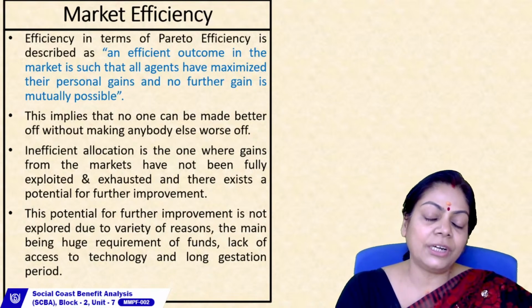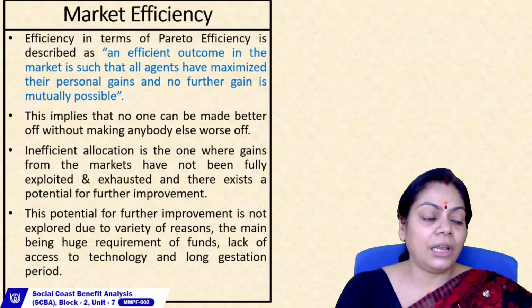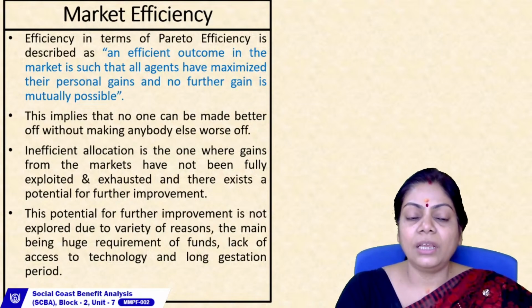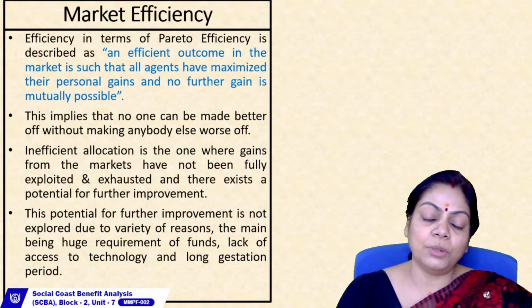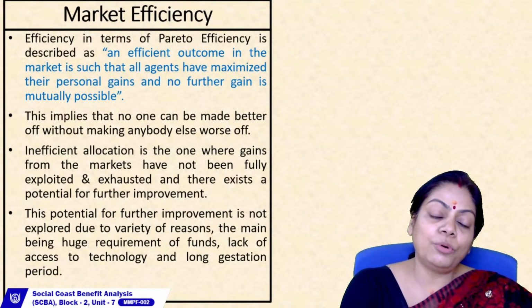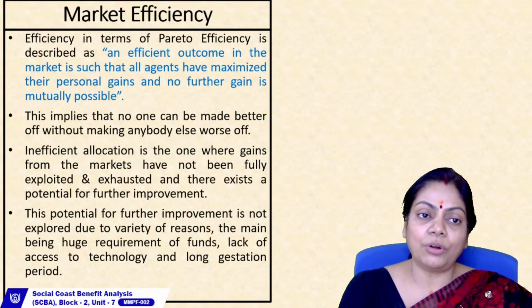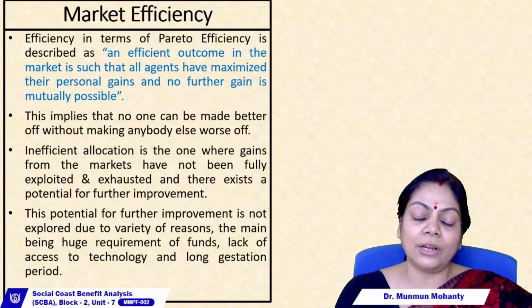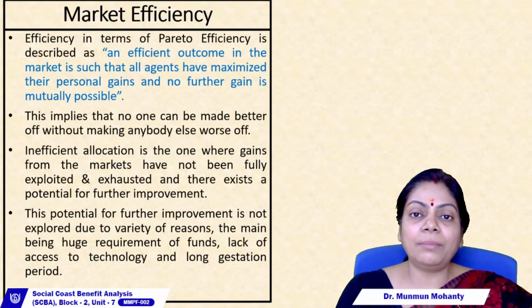So when we talk about efficient resource distribution, or market efficiency, what does it mean? It is trying to tell us that an efficient outcome in the market is where all the agents have maximized their personal gains and no further gain is mutually possible. Which means that if you redistribute wealth, take the resource from one party and give it to the other party, you are not going to get anything out of it. So this is the best scenario possible, where the scarce resources are allocated in such a way that the total gain has been totally maximized, and no further thing can be done out of it.